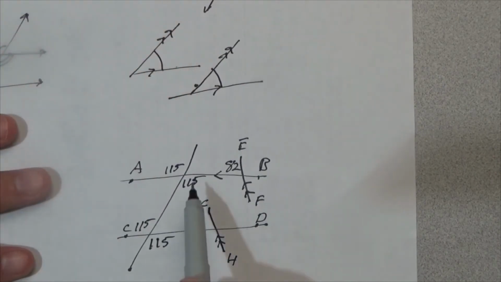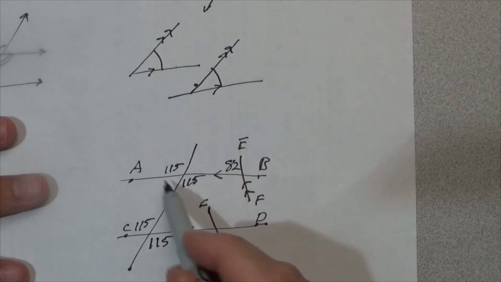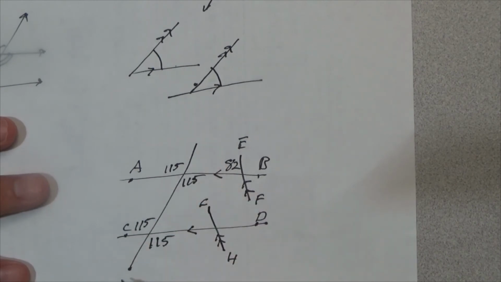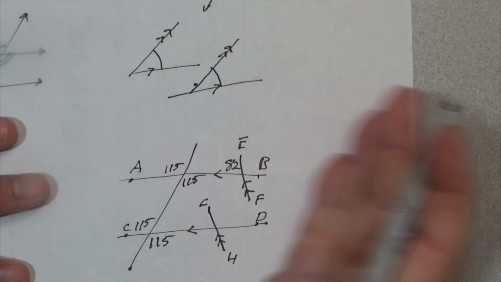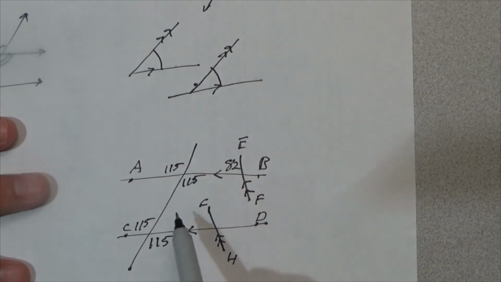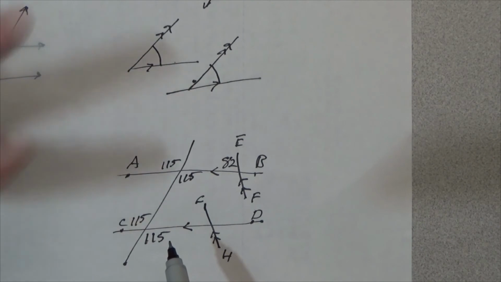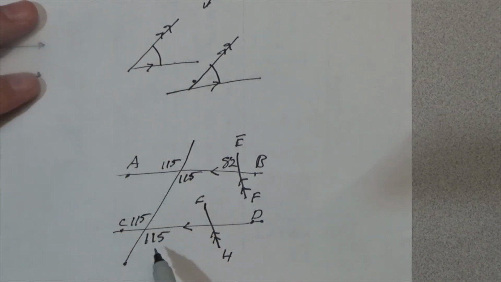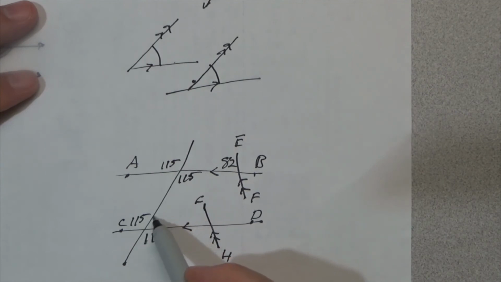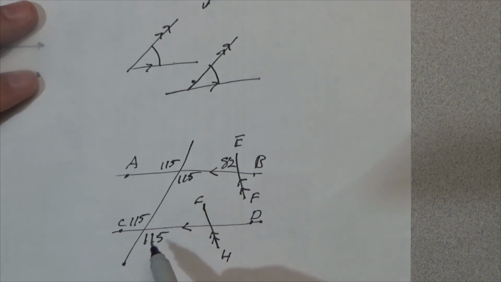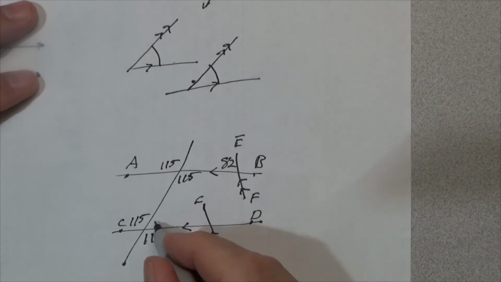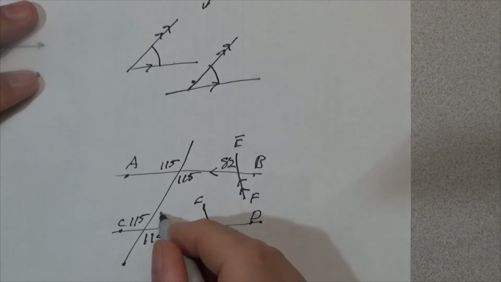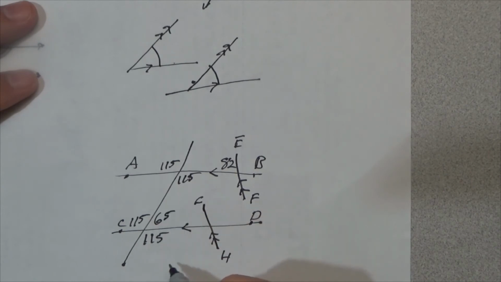Now, what's the other angle here? Whenever you have two parallel lines intersected by a transversal, now I'm not talking about this part, I'm just talking about this part right here, you're only going to have two angular measures. So we've already got all the 115s. Now the other one will be supplementary to the 115 because I've got a straight line. That's 180. So we take 180, subtract 115, and we get 65. So that one's 65.